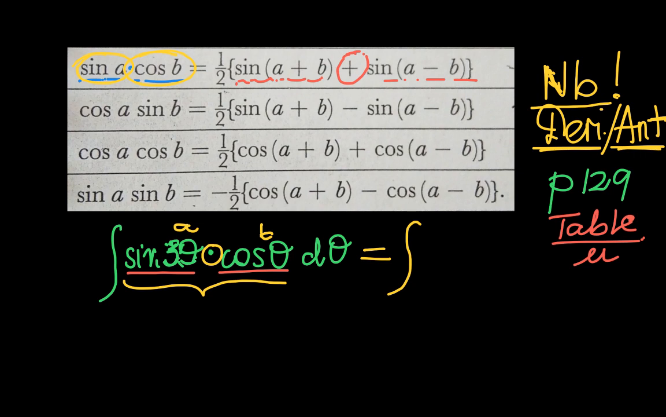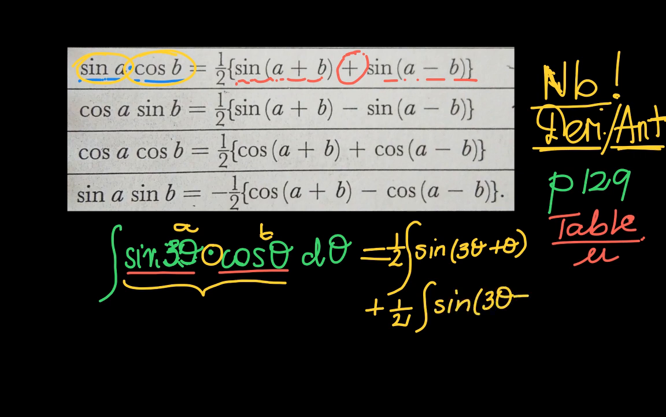So this integral is equal to half times the integral of sine of 3 theta d theta plus half the integral, I'm splitting the integral, sine of 3 theta minus theta. Both integrals will be with respect to theta. Right, so now I've got half integral.